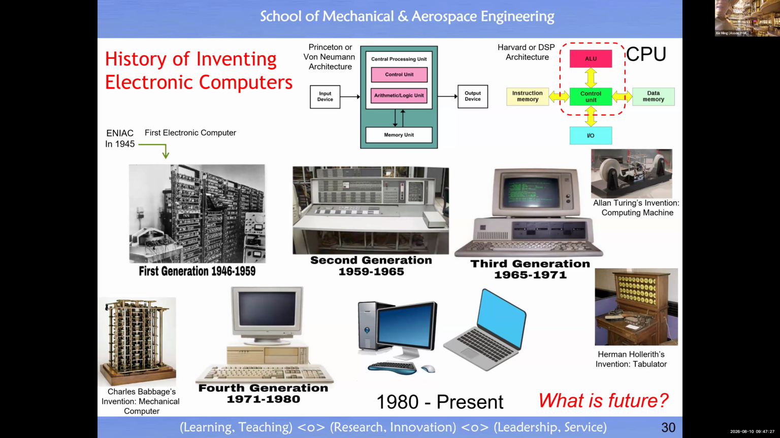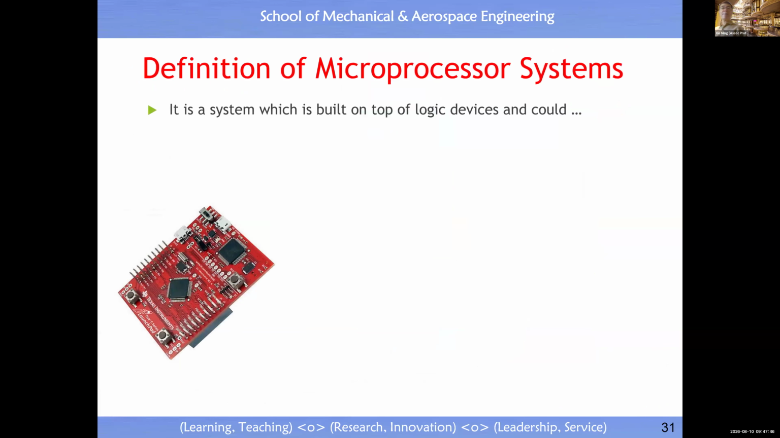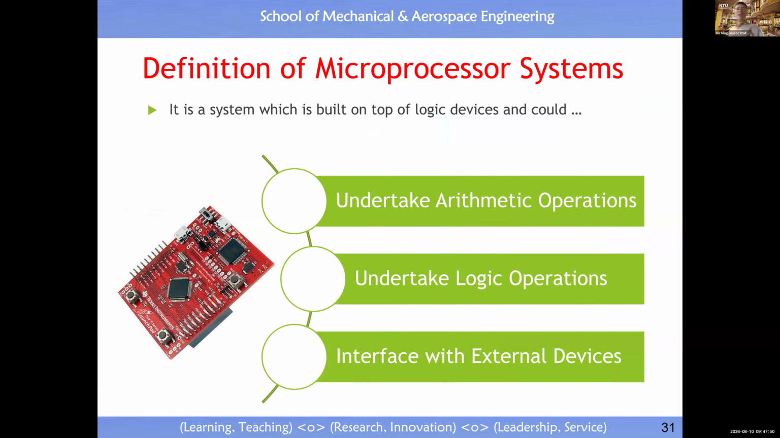Okay, and then subsequently, this electronic computer has gone through 4 generations. Then you may want to know what will be the 5th generation of electronic computer. Ask this question, okay? So we have already gone through 4 generations, okay? So that's about the short history. Then you may want to know what a microprocessor is.